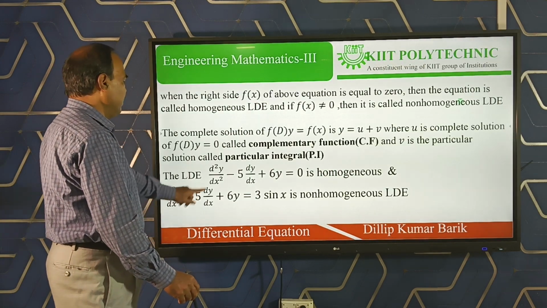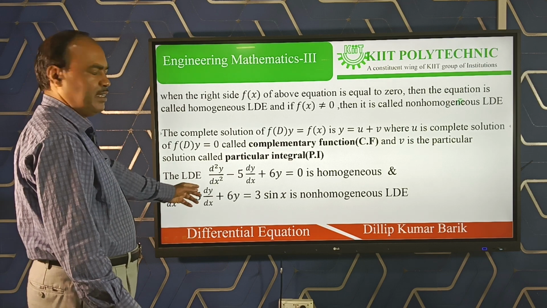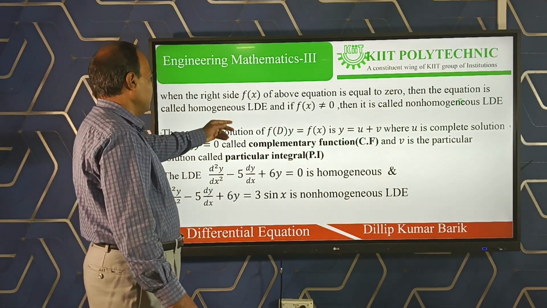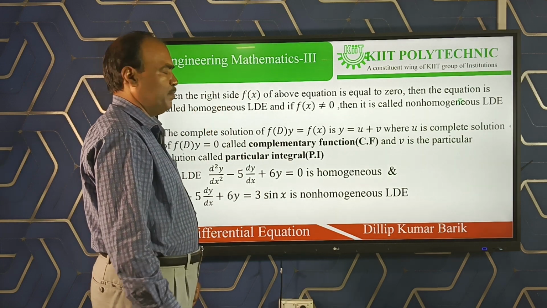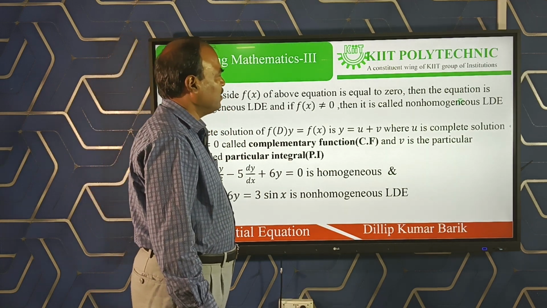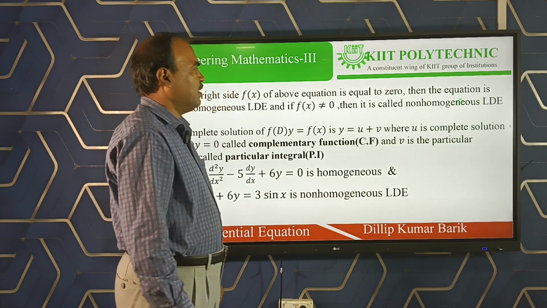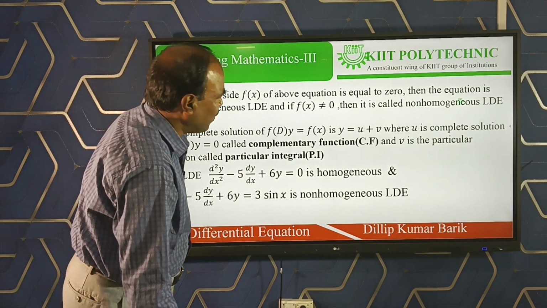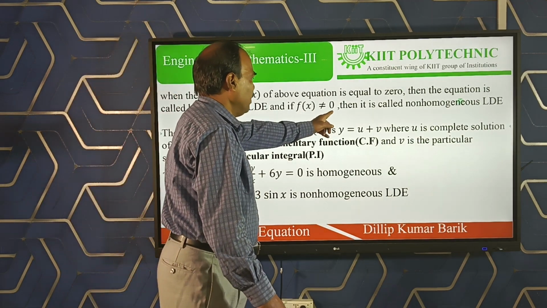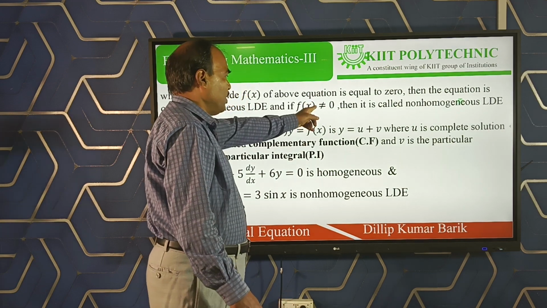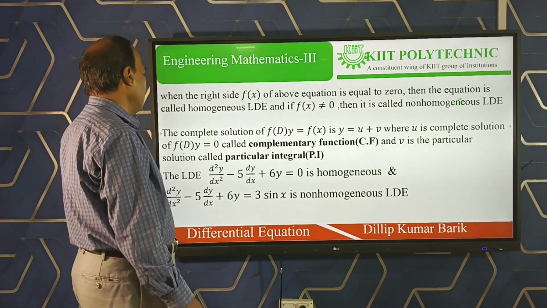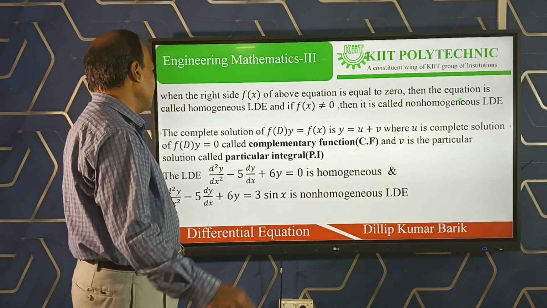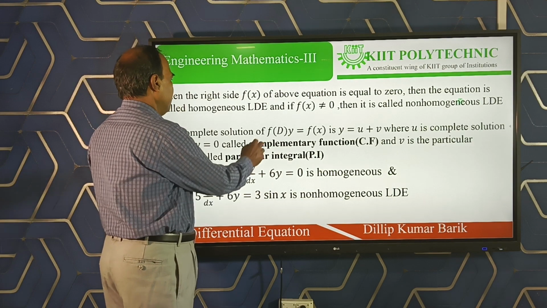Now, how to write the differential equation in a common format. As already told in the previous slide, when the right side f(x) is equal to 0, it is homogeneous, and when it is not equal to 0, it is non-homogeneous. And the procedure to solve is: we first take the differential equation in the form f(D) y is equal to 0.